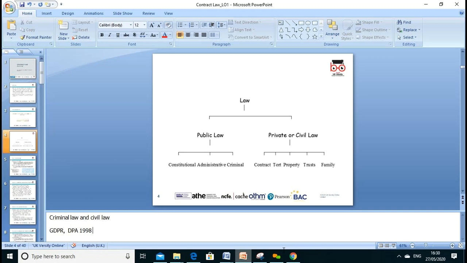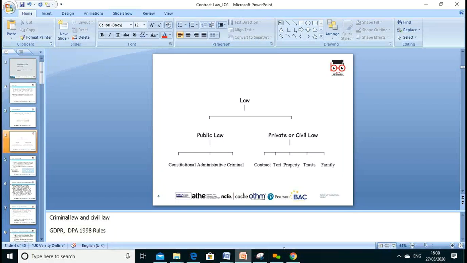Let's say you leak the data of your clients, because most of you are already working in an organization. If you don't follow the Data Protection Act, will you be charged under criminal law or under civil law? It's civil law. Anyone else, please? Is it not public law? It is public law, because it's a criminal offense. If you don't follow the regulation, these are rules.